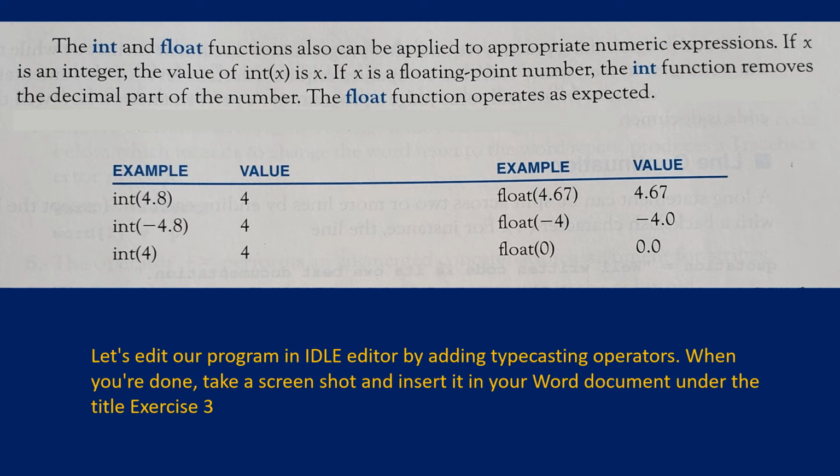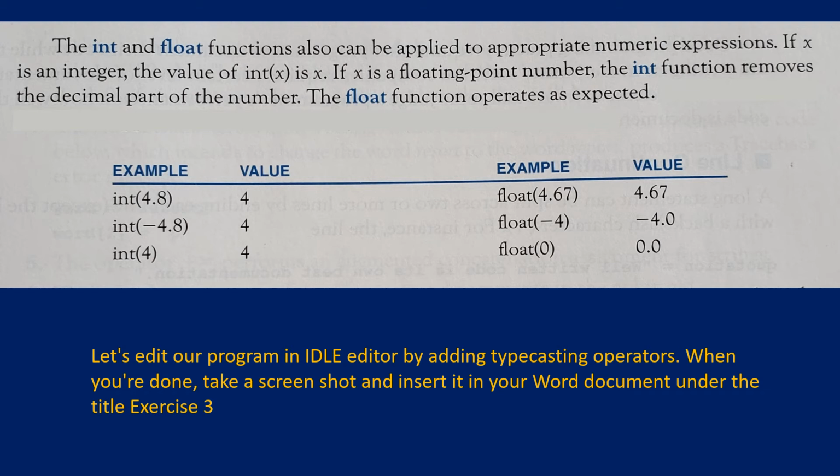Here are some examples, and I think that we need to test one because I think they made a mistake. So we have a list of examples. This is from another textbook, and it says the int of 4.8 gives you 4, and I believe the int of negative 4.8 should be negative 4. So we need to test that. And then we have the int of 4 is 4.